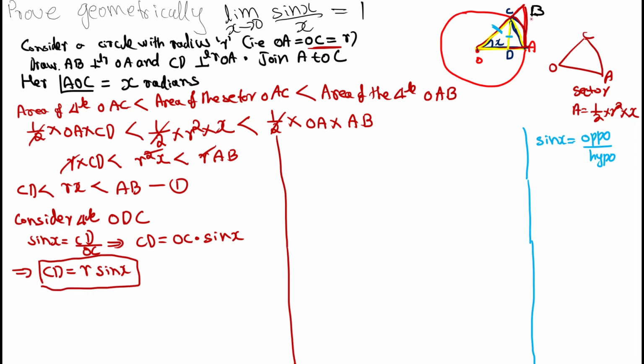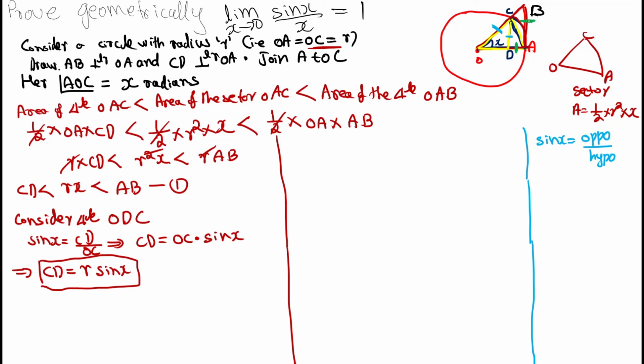To calculate the AB value, I need to take the triangle OAB. In that triangle, if you observe clearly, we need to calculate AB, and in this triangle I know only OA. O to C value we know, but O to B value we don't know. So I need to take only two sides, that is AB and OA.